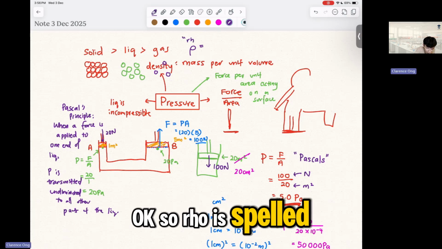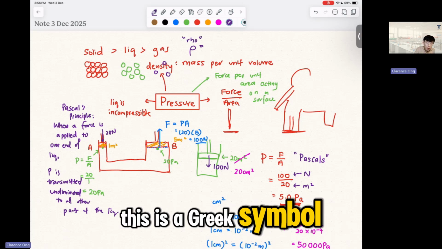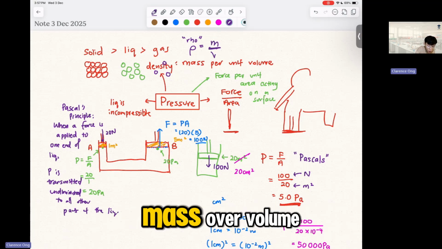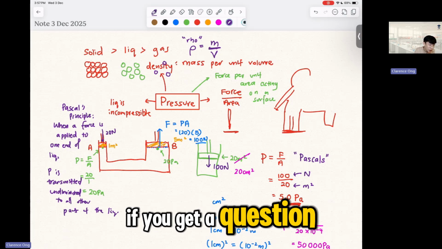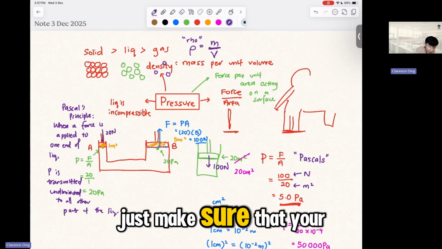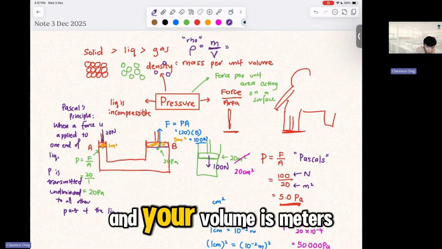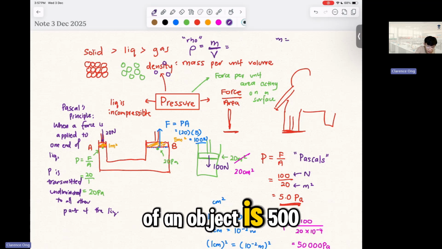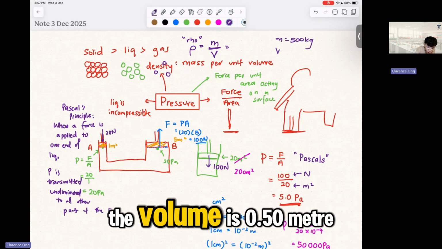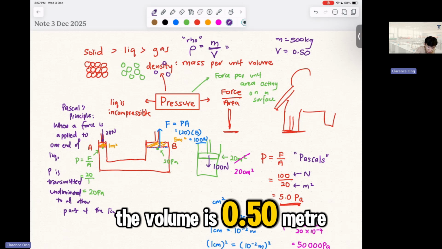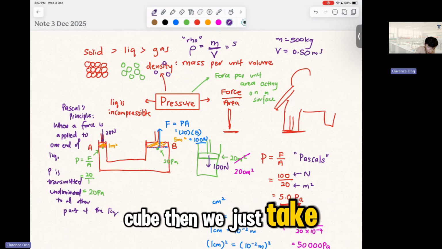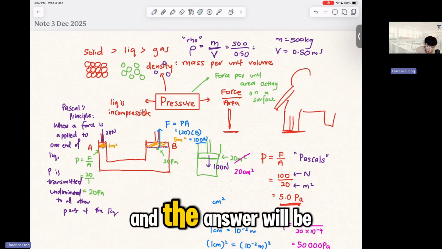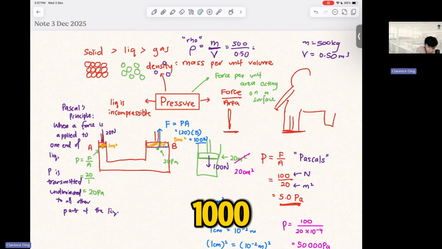Okay, so rho is spelled as RHO. This is a Greek symbol used to represent density. Rho is the same as mass over volume. If you get a question that requires you to find density, just make sure that your mass is in kg and your volume is in meters cubed. For example, if the mass of an object is 500 kilos, the volume is 0.50 meter cube, then we just take 500 divided by 0.50, and the answer will be 1000.